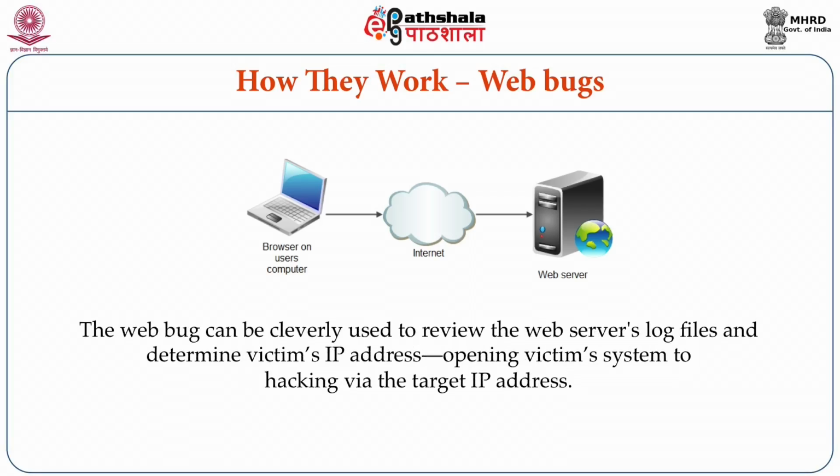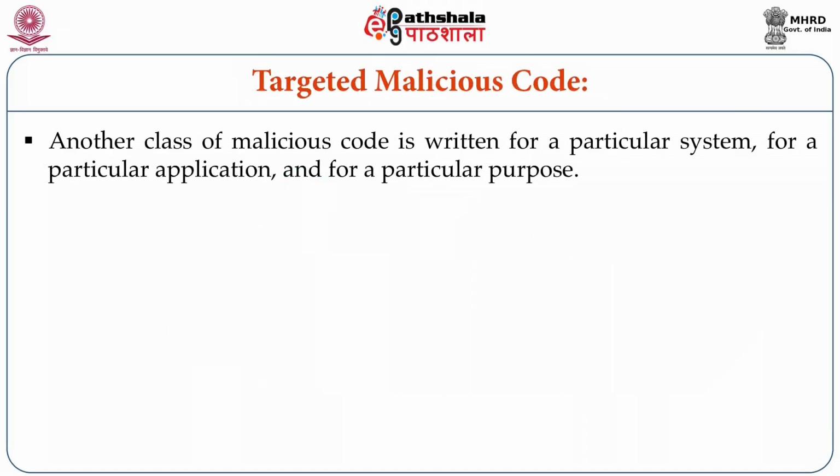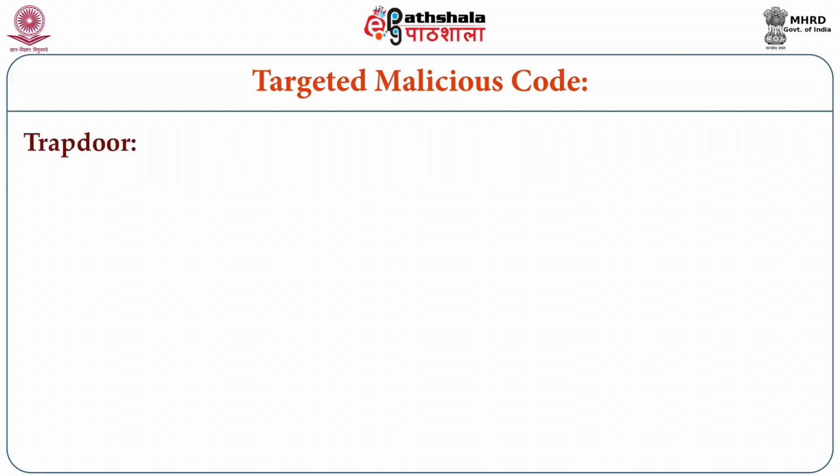The web bug can be cleverly used to review the web server's log files and determine the victim's IP address, and it can open the victim system to hacking via the target IP address. Targeted malicious code, another class of malicious code, is written for a particular system, for a particular application, and for a particular purpose. Of targeted malicious code, we want to talk about the trapdoor.